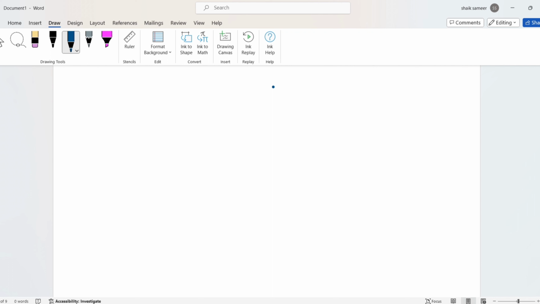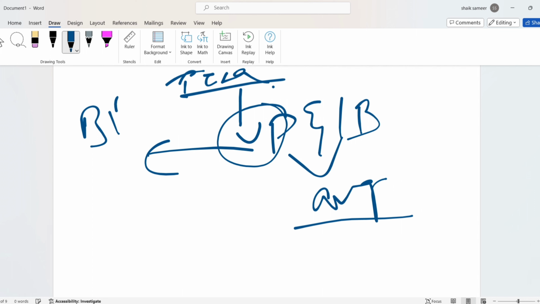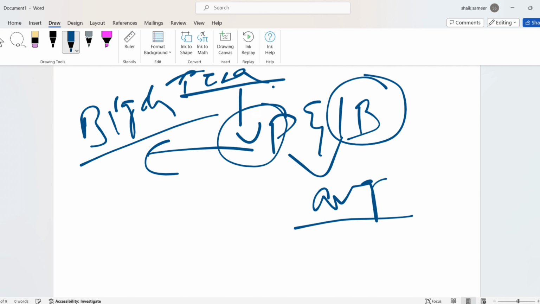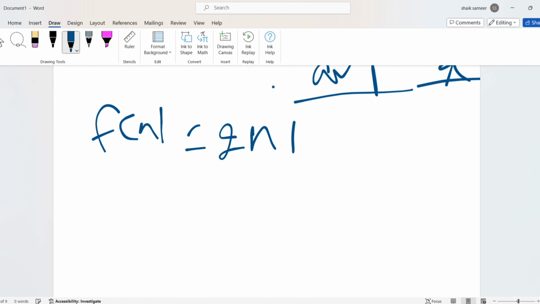Theta notation is a combination of upper and lower bound, that is nothing but the average bound. Upper bound comes under big O notation, lower bound comes under omega notation. Let me take the problem and show. f of n is given, f of n equals 2n plus 3.